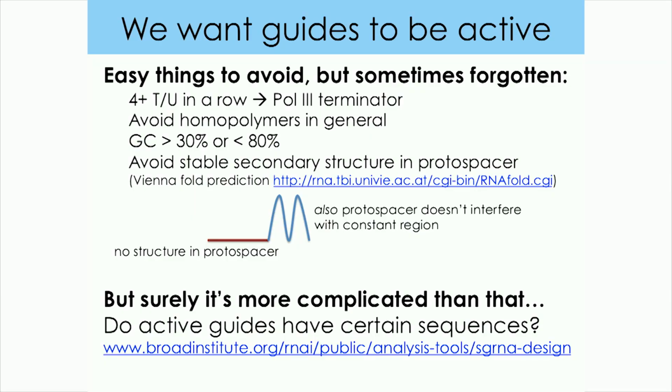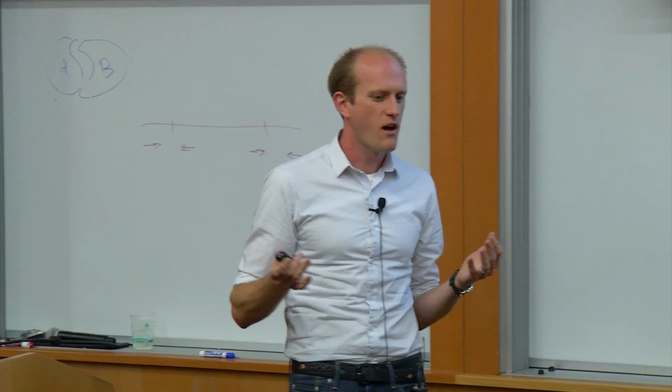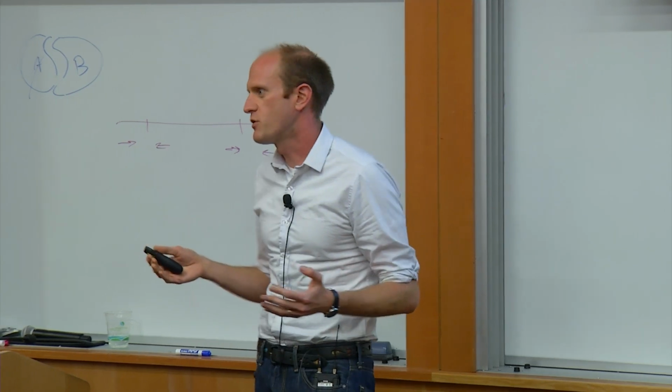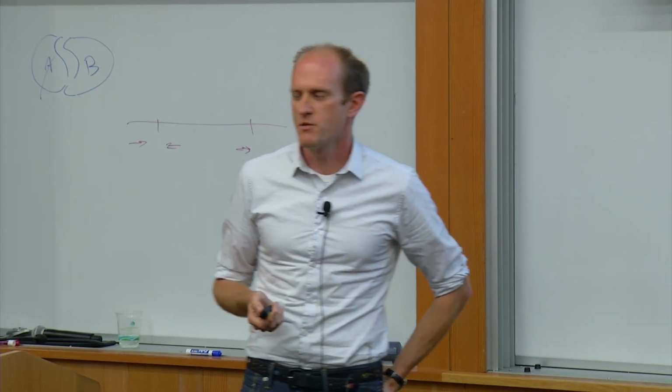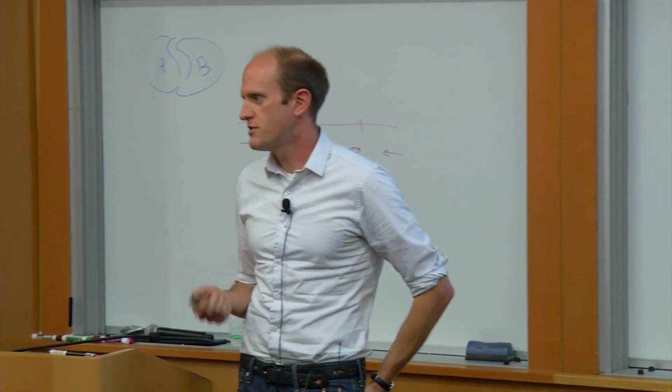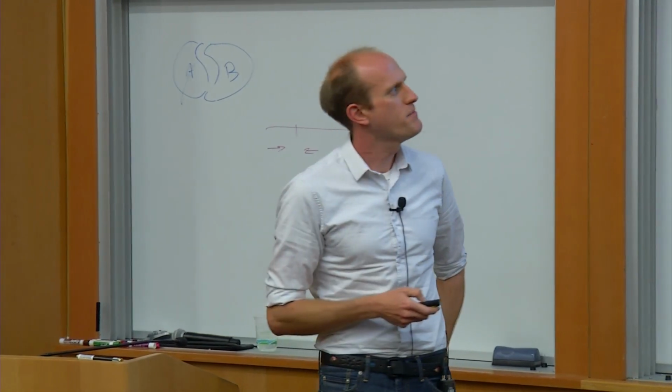Okay, so these are the rules of thumb, but surely it's more complicated than that. You guys sitting in the audience, if you saw a perfect hairpin, you could probably just see that in an RNA. Just by looking at a protospacer, you would see an inverted repeat. So, okay, we sort of went through all of that obvious stuff, and still some guides work really well and some guides don't. So maybe there's something more complicated. Do good guides have certain sequences that bad guides don't?